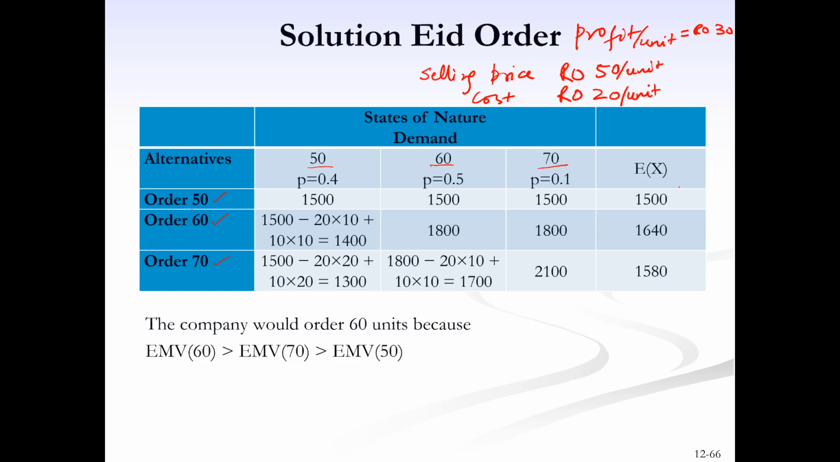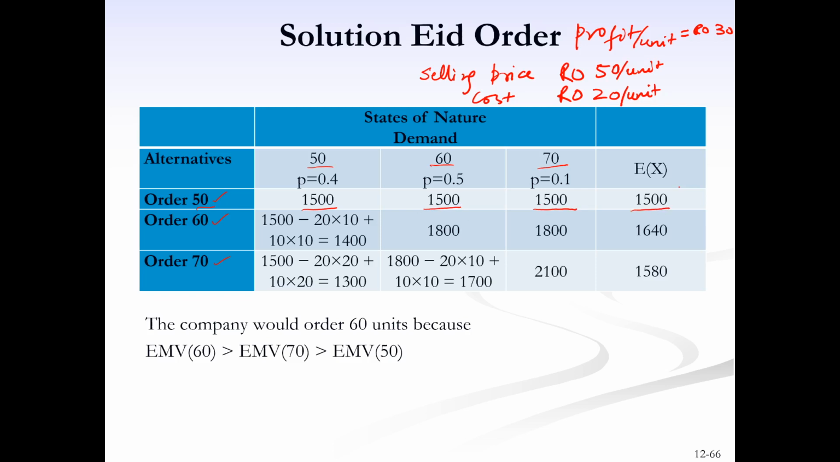So if we order, let's say, 50 units, and the demand is also 50 units, then we are able to sell all of them, and we will have 50 multiplied by 30 Riyal profit per unit. We will have 1500 payoff. And in the same way, if the demand is 60 units and we have ordered 50 units, we will only sell 50 units. So again 1500 and also 1500, and the expected value is 1500.